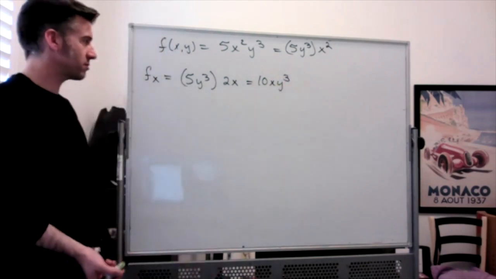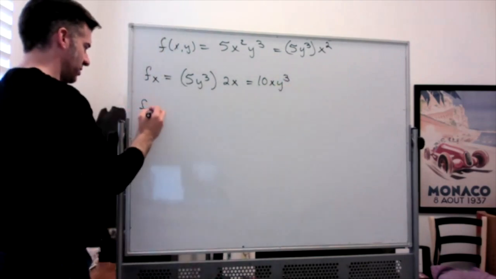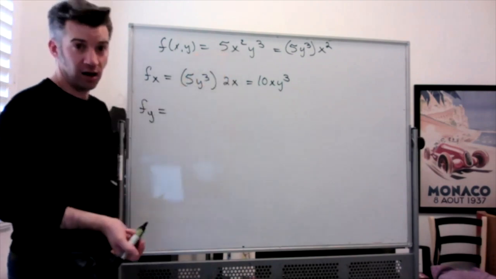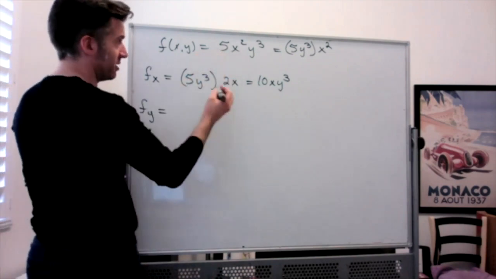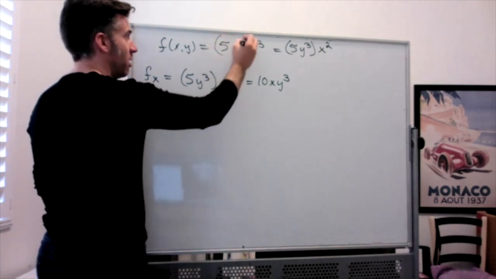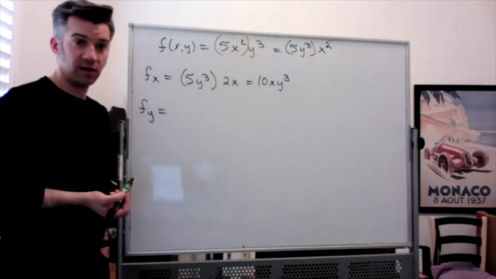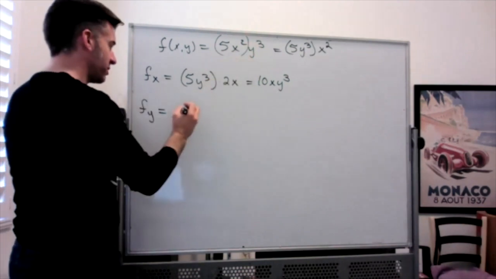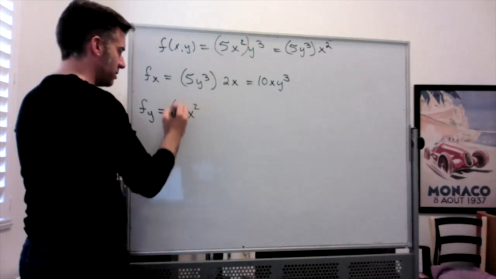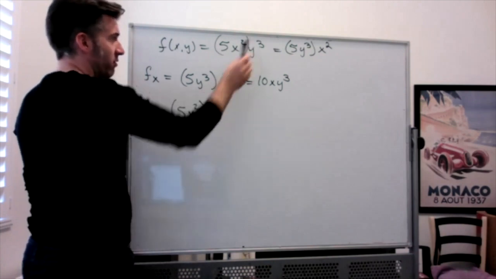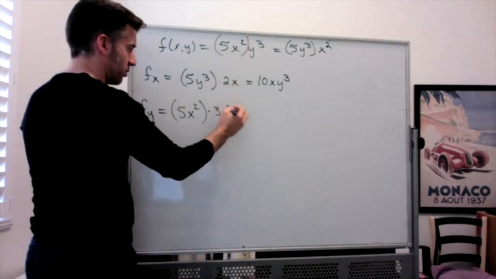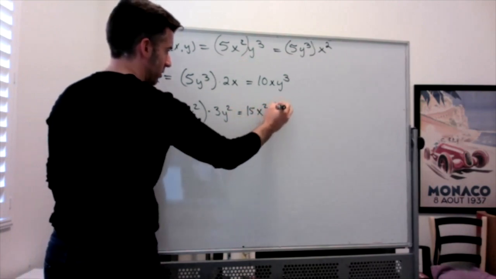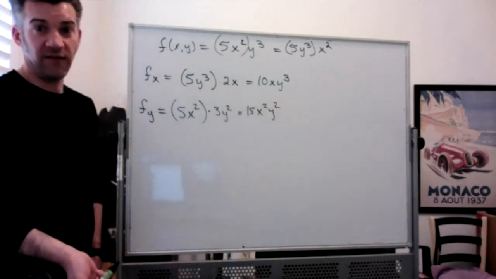My first partial with respect to y, well, again, I'm going to think of this now as a constant times y cubed. In fact, it's already kind of written that way. Here's my constant, 5x squared. Here's my variable, y cubed. The constant hangs out, and the derivative of y cubed is 3y squared. So that's going to be 15x squared y squared. Let's find fxx and fyy.